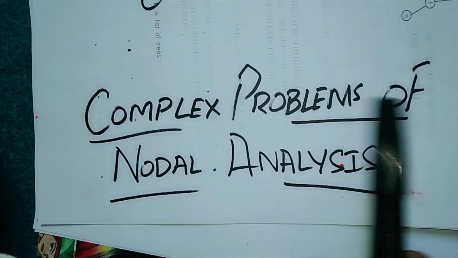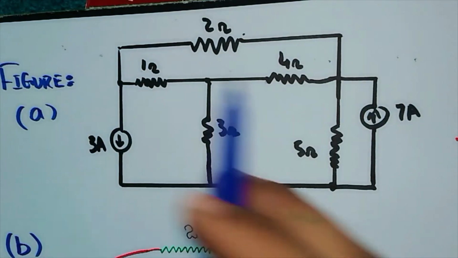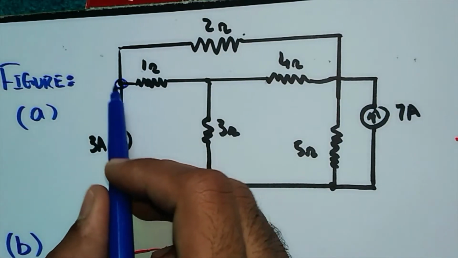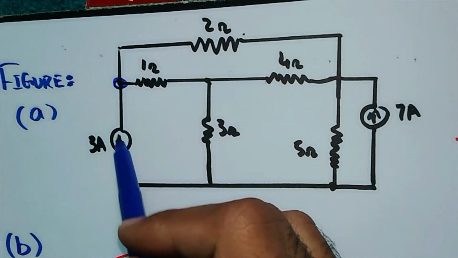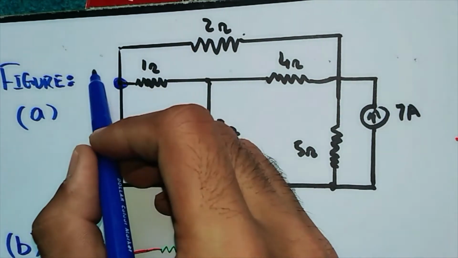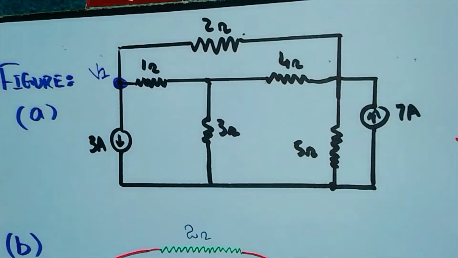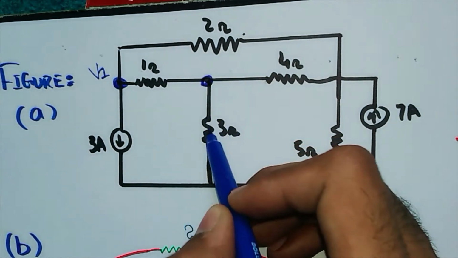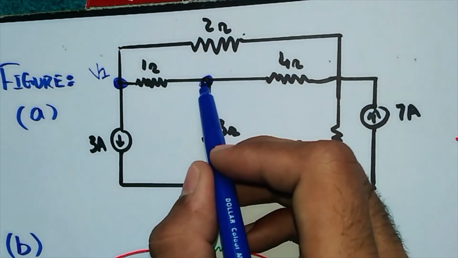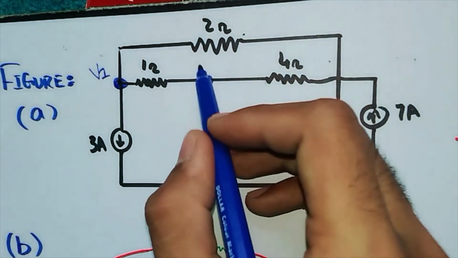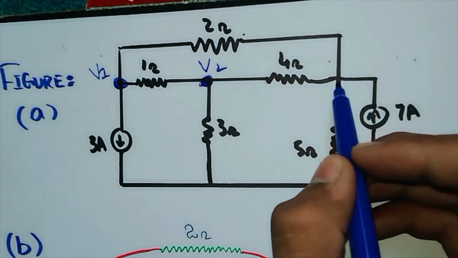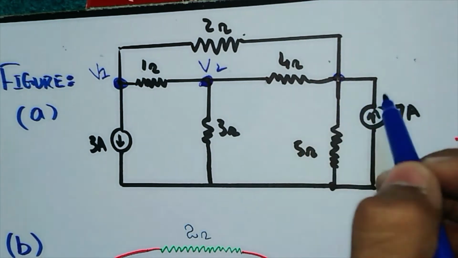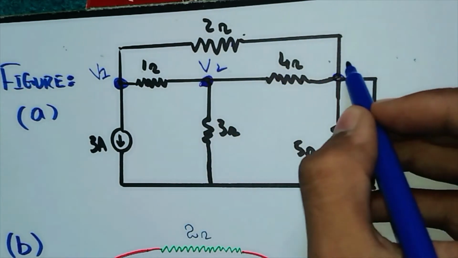Complex problems of nodal analysis. Nodes in this equation: this is a node because this resistance and this component are attached, so we would name it V1. Now let's see another node. This is another node, as this resistance is attached and three components are attached, so it is also a node, V2. This is also a node, as 1, 2, and 3 components are attached to it, so V3.